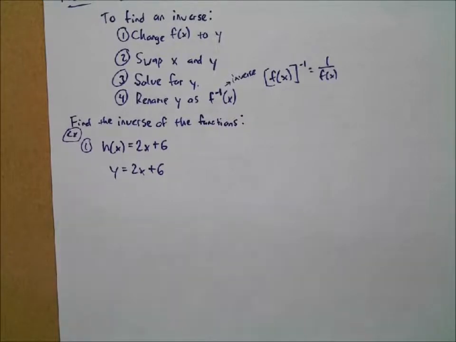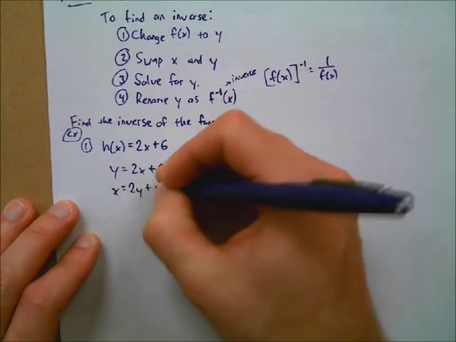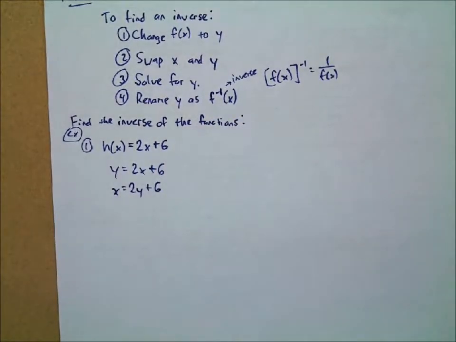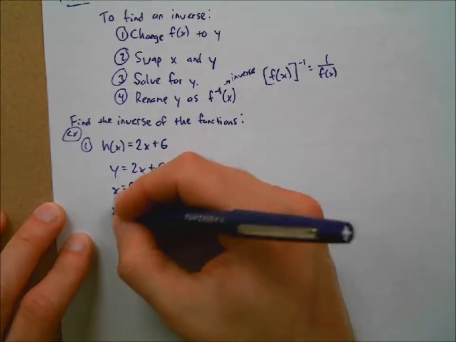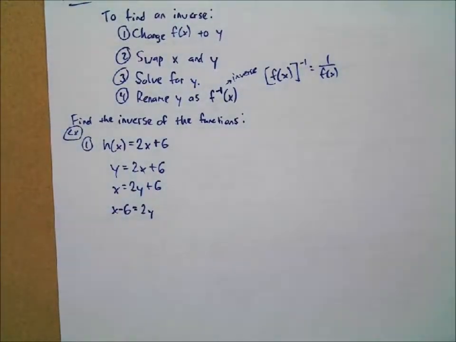Swap the x and y's, right? You got it. And now we what? Solve for y. So to solve for y here, what should be our first step? Subtract 6 on both sides. You get x minus 6 equals 2y. And then to finish solving for y here, what do we have to do to both sides?